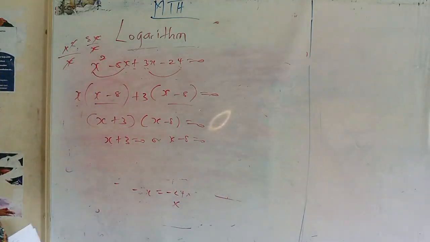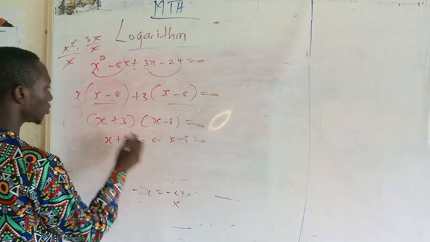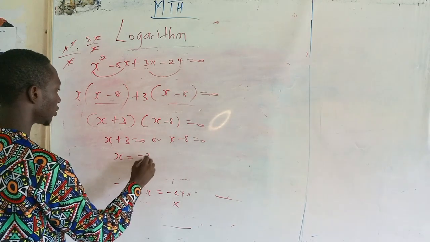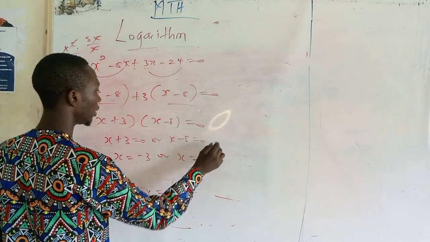Therefore, we can do what? We can collect like things. So collecting like things becomes x equals minus 3 or x equals 8.